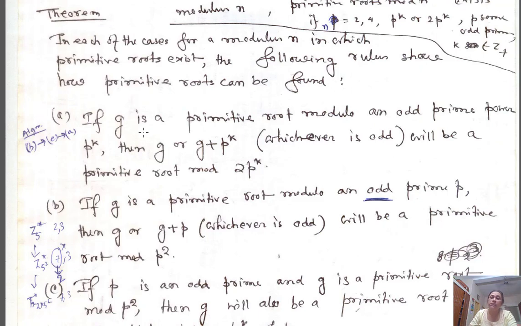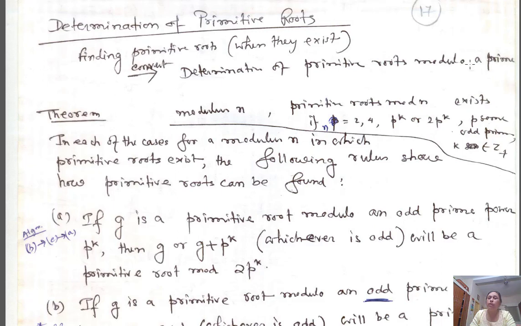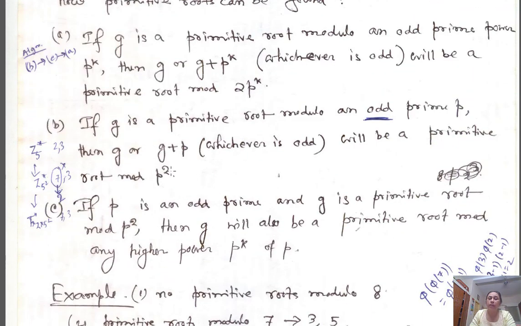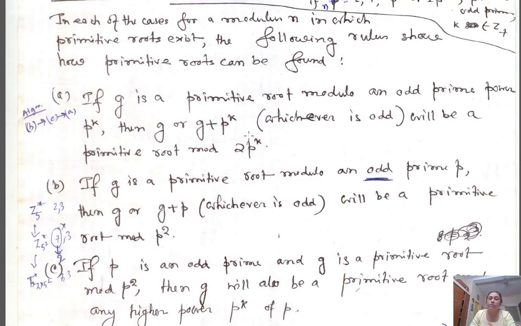If I know g is a primitive root modulo any prime power, then either g or g plus p to the power k, whichever is odd, will be a primitive root modulo 2 times p to the power k. So if you know the primitive root modulo a prime, then you can find the primitive root modulo prime square. You can find from there the primitive root modulo p to the power k, and you can find the primitive root modulo 2 times p to the power k.